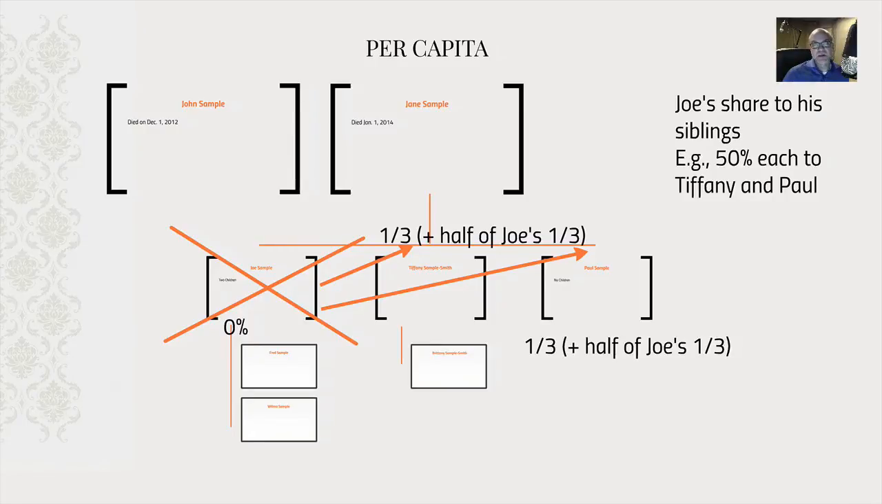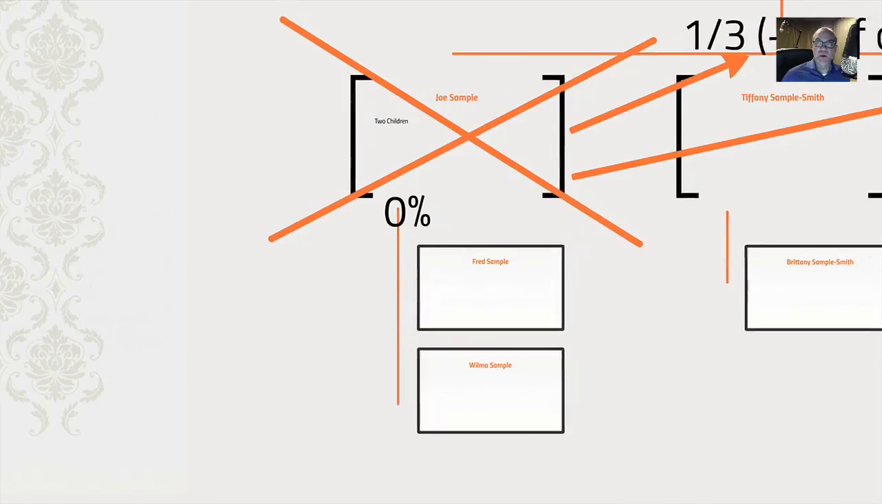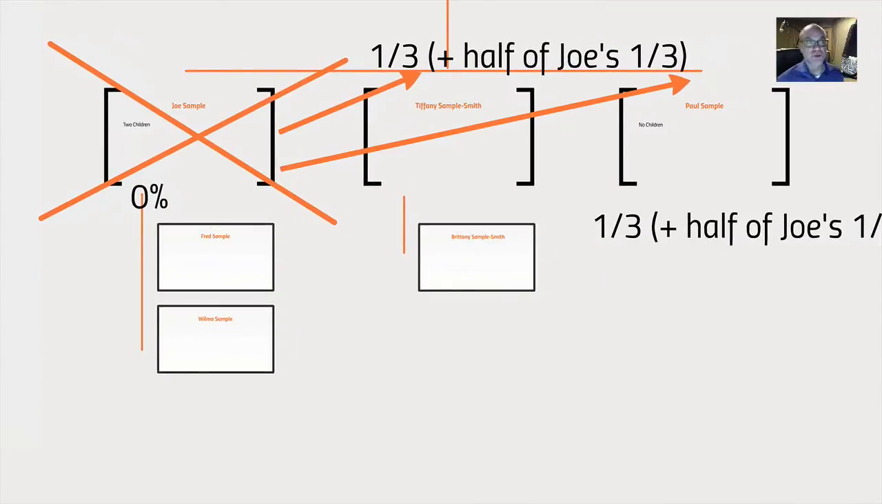Now, the first concept to learn is per capita. So in our example, I put the big X through Joe. That means he's predeceased. So when Jane passes away, what happens to Joe's inheritance? Well, per capita means by the head, and it means that Joe's inheritance shall pass to his siblings, not his children. So Joe, Tiffany, and Paul would normally be entitled to 1/3 of the estate each. When Joe passed away first, his 1/3 under a per capita distribution will go to Tiffany and Paul.